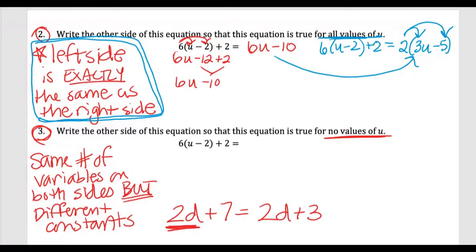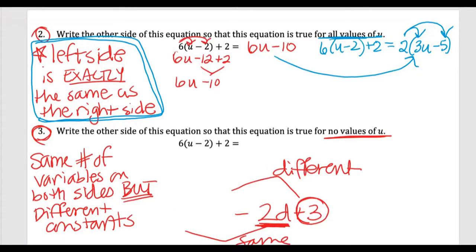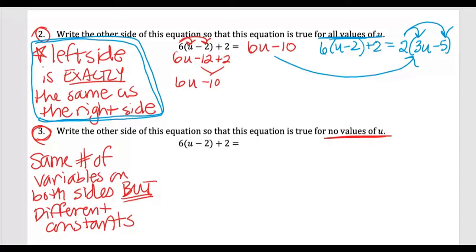This is the same number of variables. I have 2d's on the left and 2d's on the right. Different constants, that's these. Right? Because if I have the same number of the variables on each side, they're going to cancel out when I solve. Okay, so I just wanted you to understand the words I used. You can definitely adjust the words as you see fit.